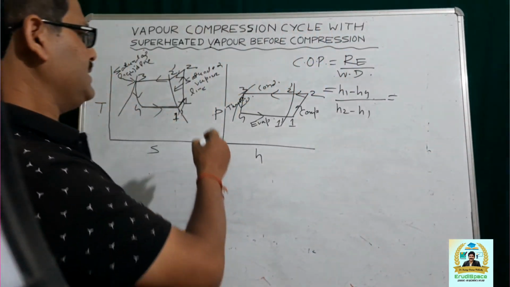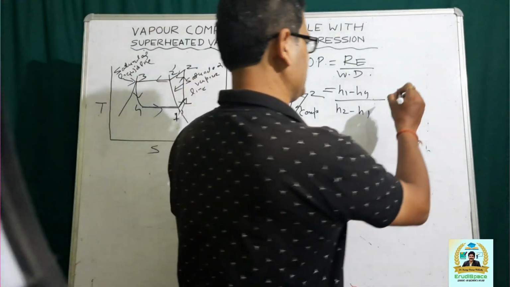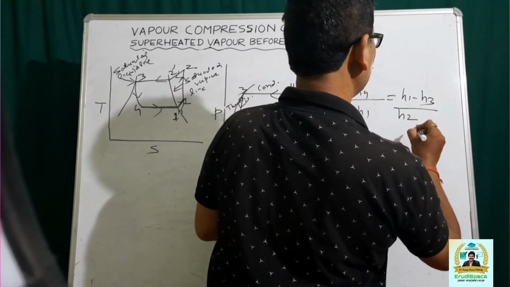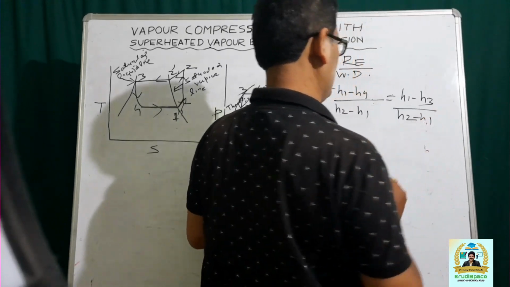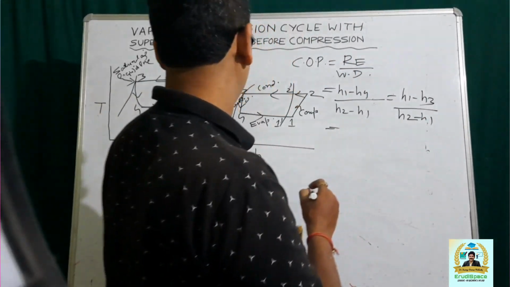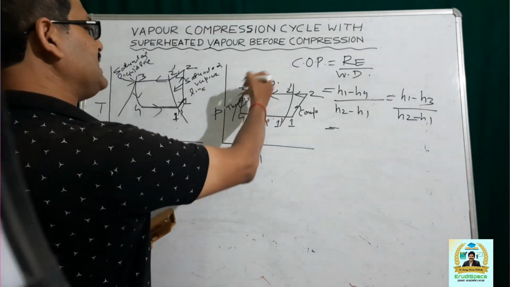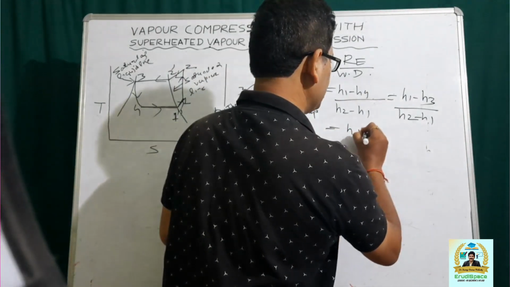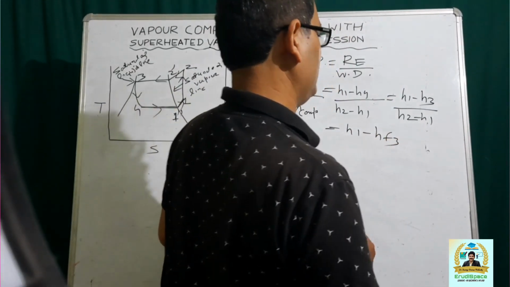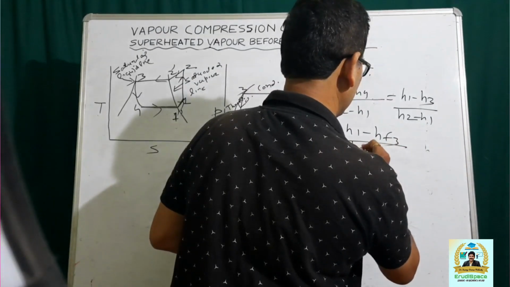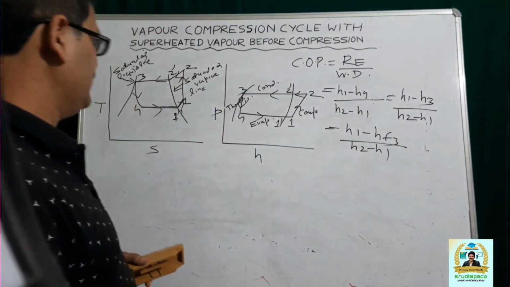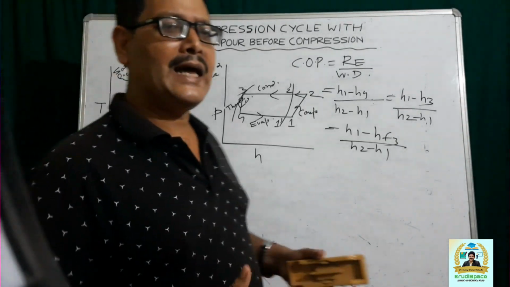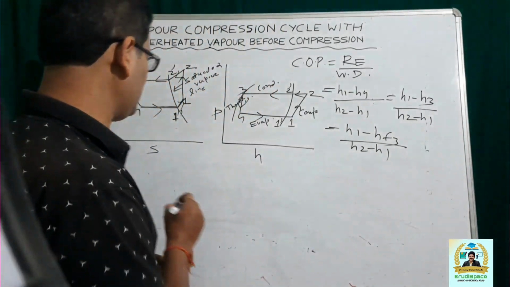All of us know that throttling is an isoenthalpic process. So H4 may be substituted by H3. So it becomes H1 minus H3 divided by H2 minus H1. As point 3 is lying in the saturated liquid line, it may be represented by HF3. So it is H1 minus HF3 divided by H2 minus H1. Now, both point 1 and 2 are lying in the superheated region.